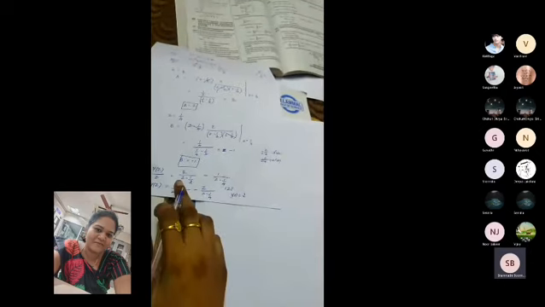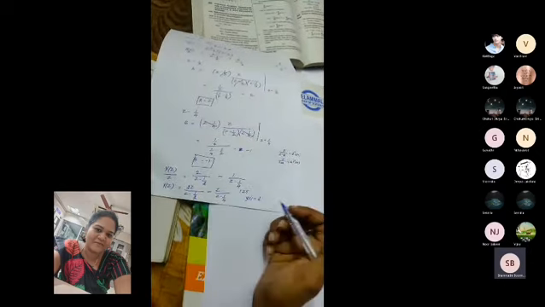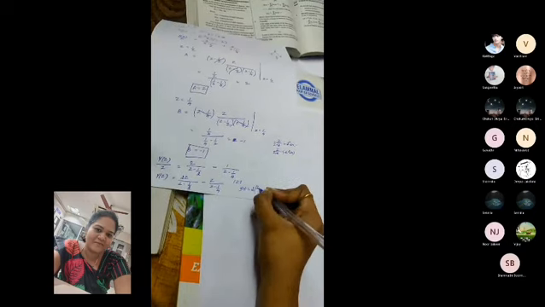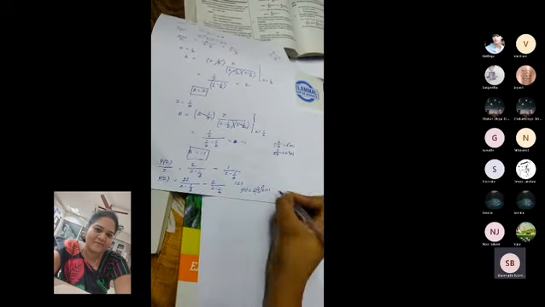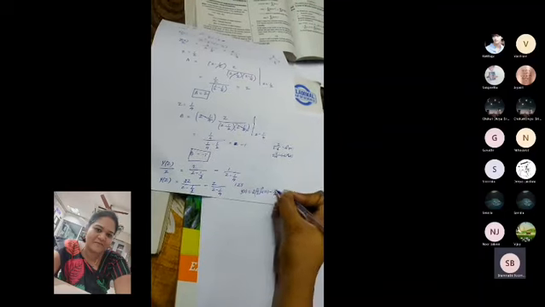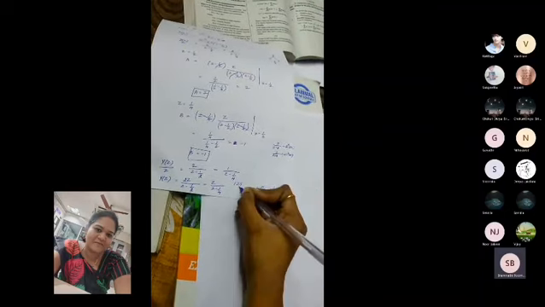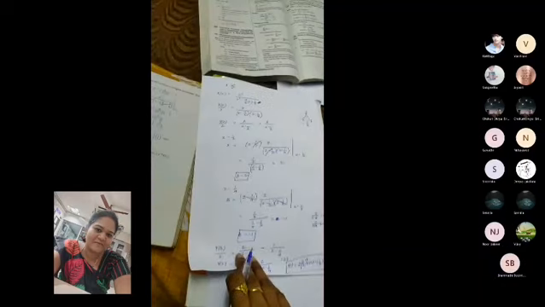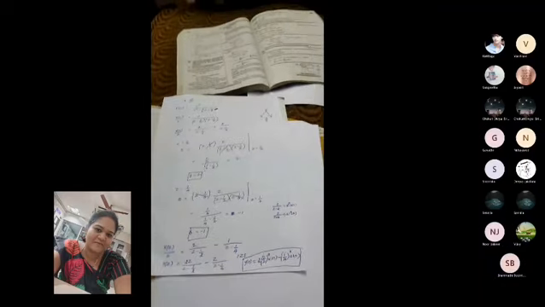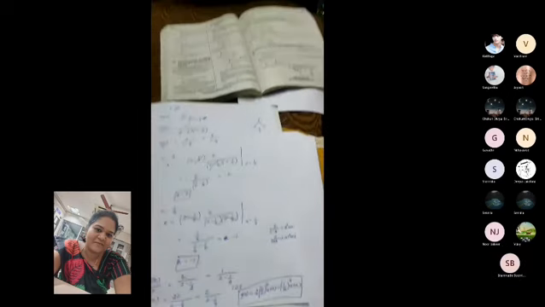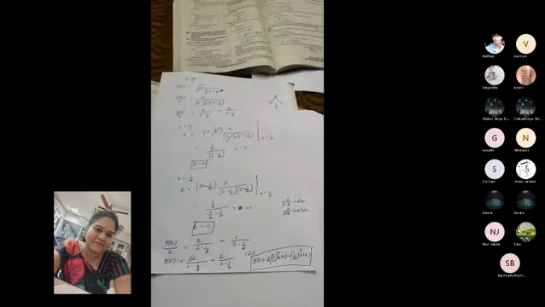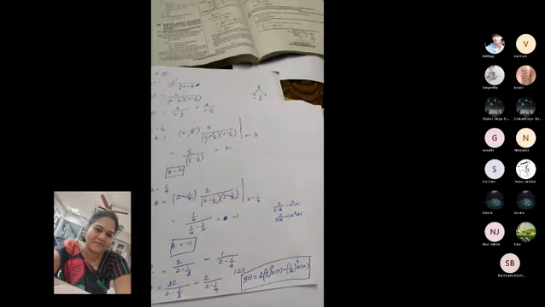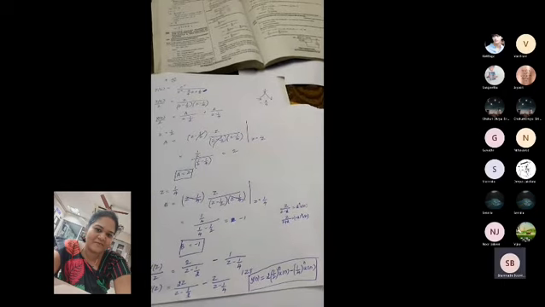Then tell me the answer for this. Here you have Z divided by Z minus 1 by 2. So what will come? 1 by 2 whole power n into u of n minus 1 by 4 whole power n into u of n. So this is your impulse response. Up to this, clear? Is my impulse response clear? I asked if it is clear.